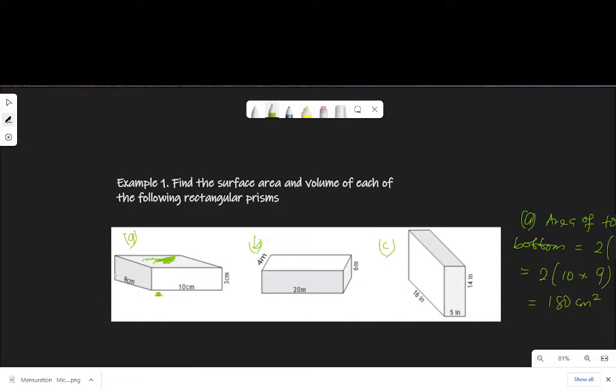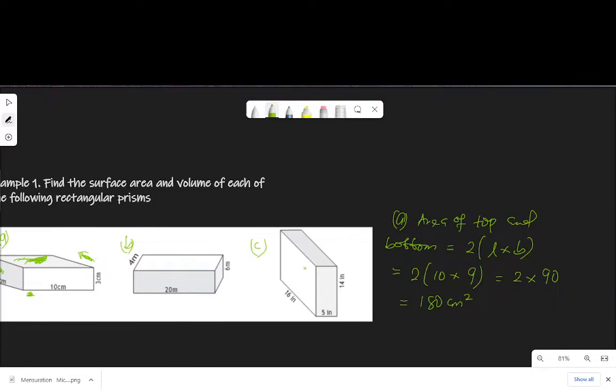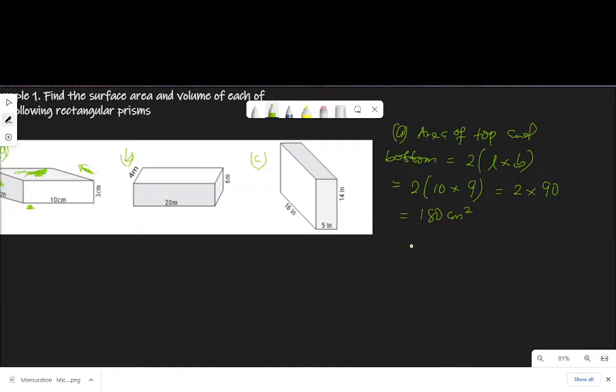Now we have a side here which is 9 centimeters long and 3 centimeters high. This side and this side are equal. So then we have this here. We have the same thing right here too, even though this drawing is not showing it very well. So area of this and this are the same. So area of left and right, let me call it that way.